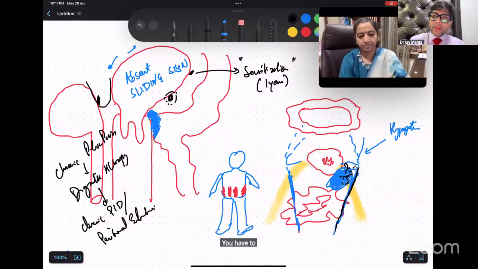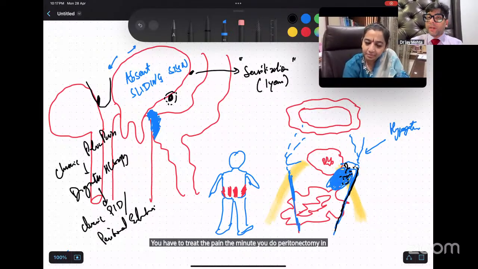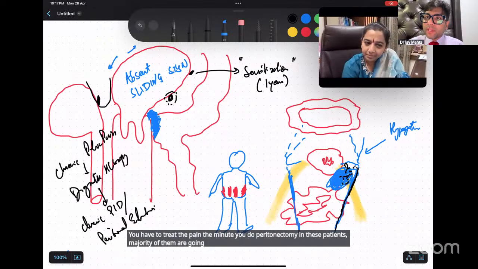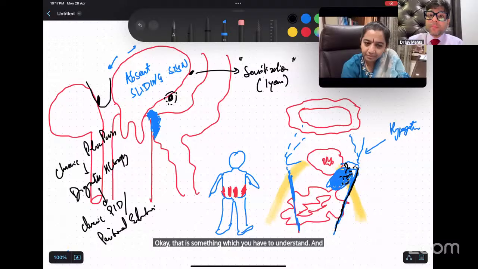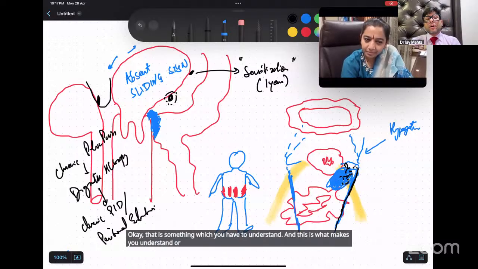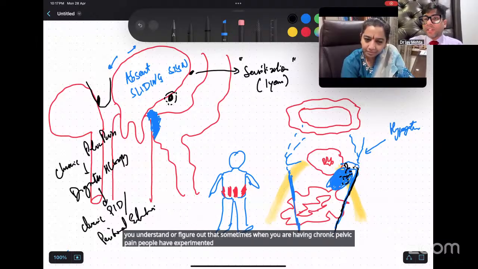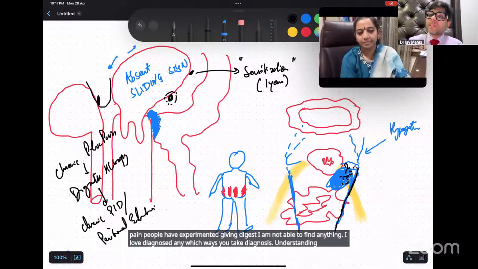The minute you do peritonectomy in these patients, the majority of them are going to be grossly relieved of their pain. That is something you have to understand. And this is what makes you figure out that sometimes, when you have chronic pelvic pain, people have experimented giving Dienogest. I love Dienogest anyway. You take Dienogest, and the patient is very happy for 3 months, 6 months.